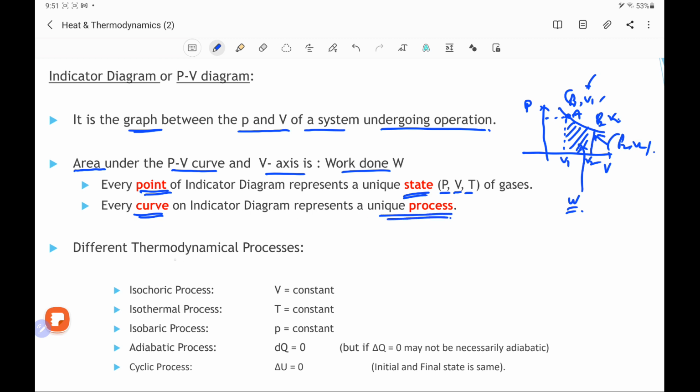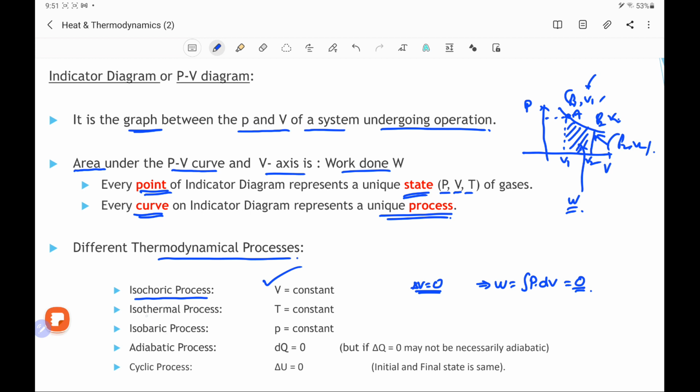There are different thermodynamical processes. For example, one is the isochoric process. It is a process for which volume remains constant. That means there is no change in the volume, that is delta V is 0. And if delta V is 0, it means work, which is the integral of pressure into volume, will also be 0. So in isochoric process, there will be no work.